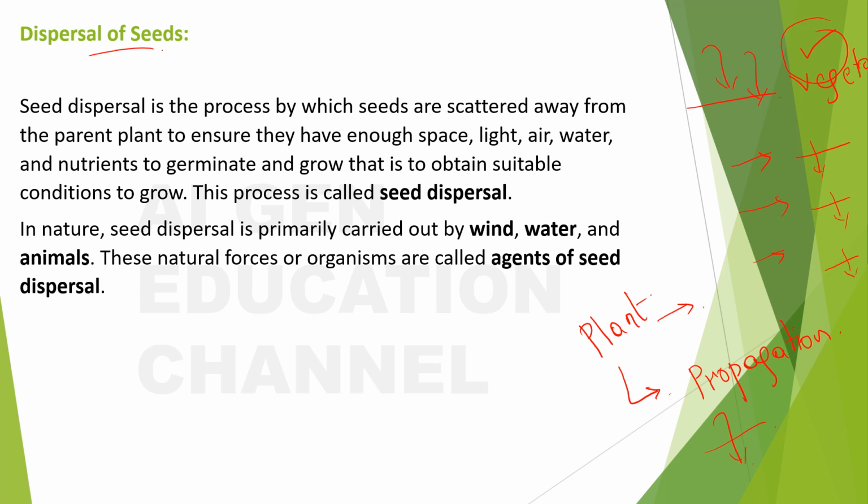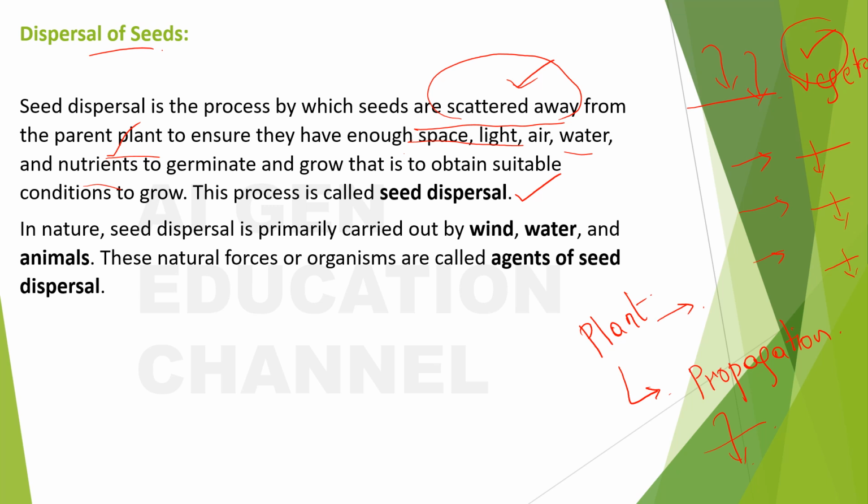Seed dispersal is the process by which seeds are scattered away from the parent plant to ensure they have enough space, light, air, water and nutrients to germinate and grow, that is, to obtain suitable conditions to grow. This process is called seed dispersal. So the first thing that you have to see is "scattered away".